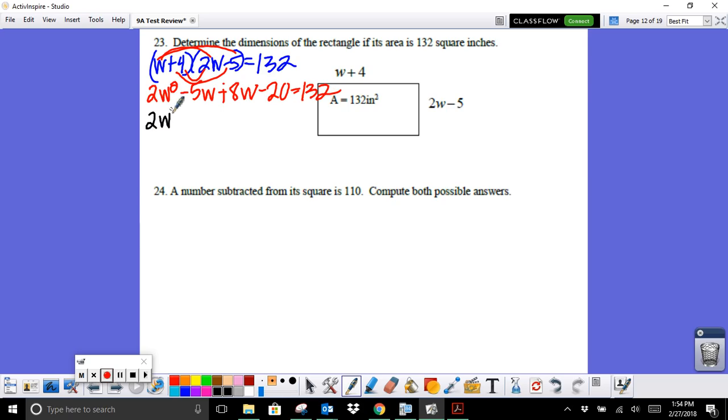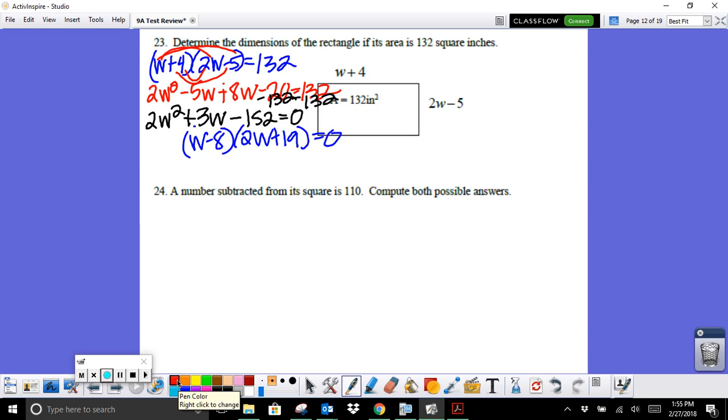I'm going to combine my like terms, so negative 5w plus 8w is 3w. And I'm going to subtract this 132 because I have to get it equal to 0. When I subtract that, I end up with minus 152. Again, to save time, I am going to give you the factors, but normally you would go through the process of grouping and doing all the factoring here. The factors are w minus 8 and 2w plus 19. Which one of these is going to get us the positive answer?